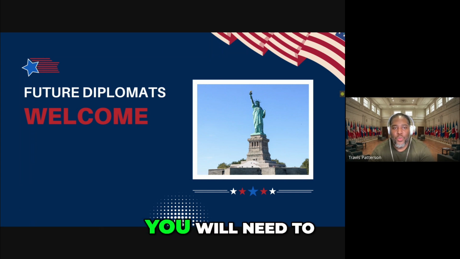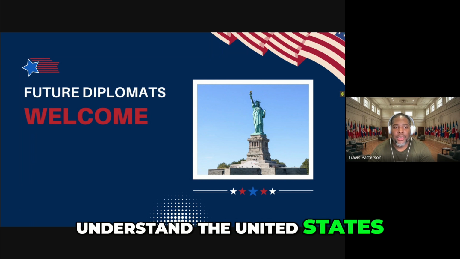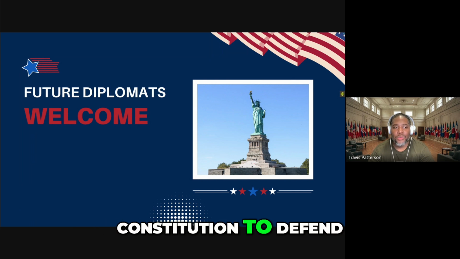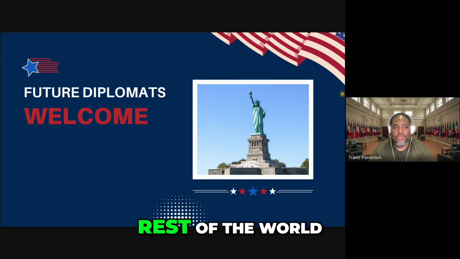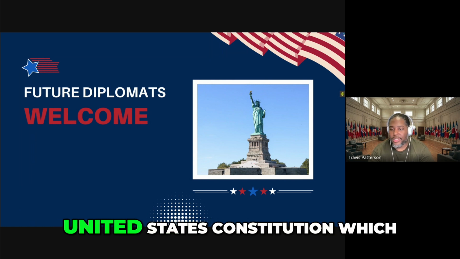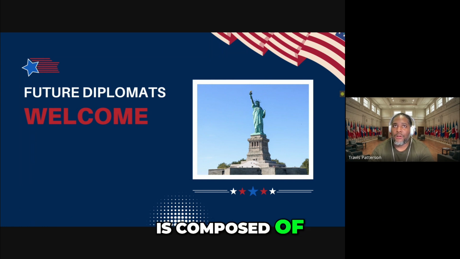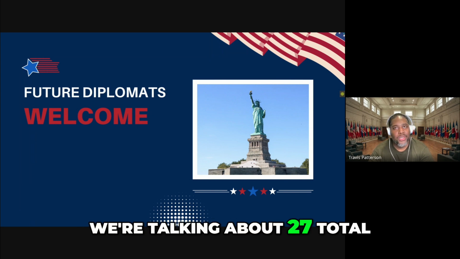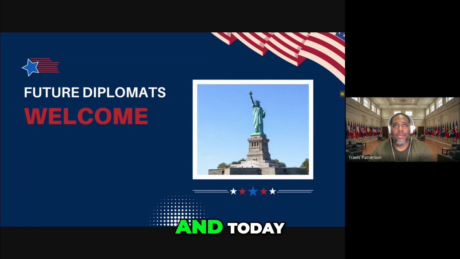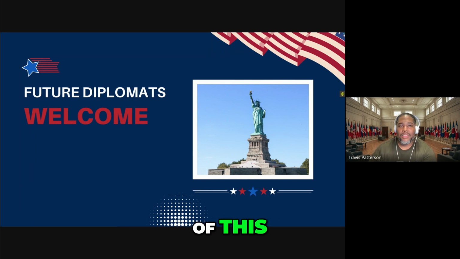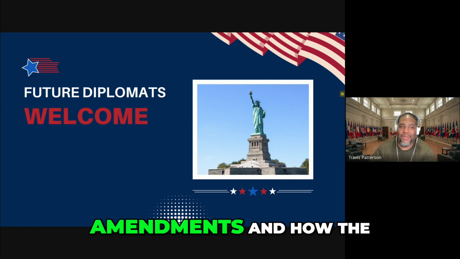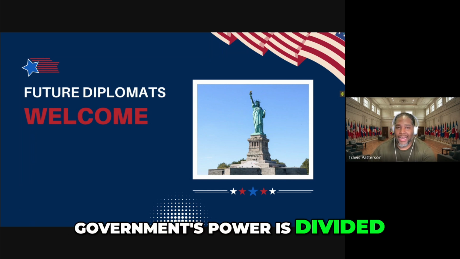Essentially, you will need to understand the United States Constitution to defend America to the rest of the world. The Constitution is composed of the 7 articles, and the first 10 amendments are the Bill of Rights. We're talking about 27 total amendments, and today we're only going to go over the first 20. By the end of this session, you will know the 7 articles, the key amendments, and how the government's power is divided.